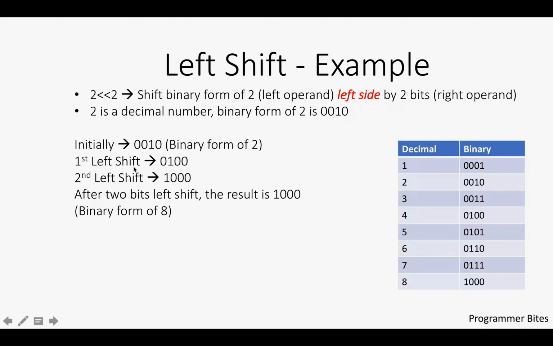After the first left shift, the leftmost 0 will be moved out and a 0 will be appended at the right side. After the second left shift, the leftmost 0 will be moved out and a 0 will be appended at the right side. So after 2 bits left shift, the result is 1000, which is the binary form of 8.